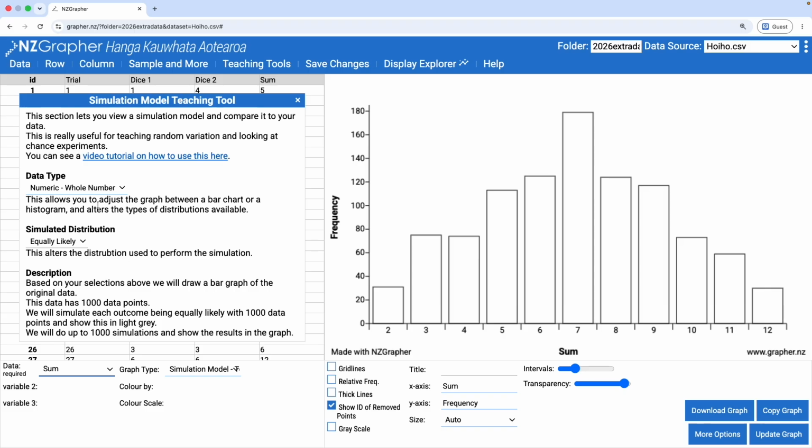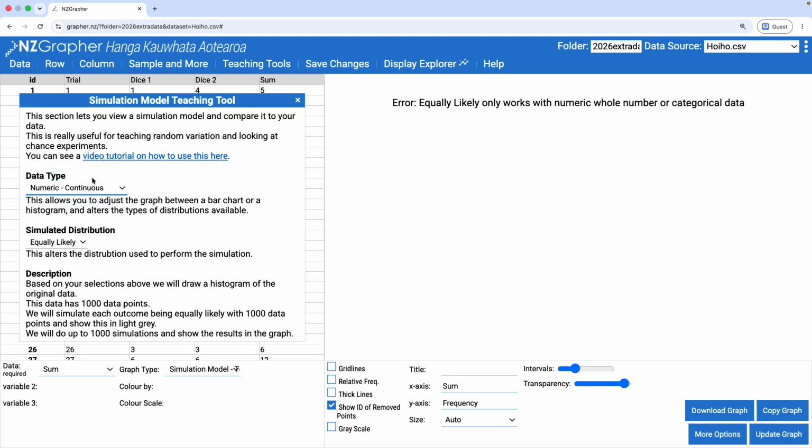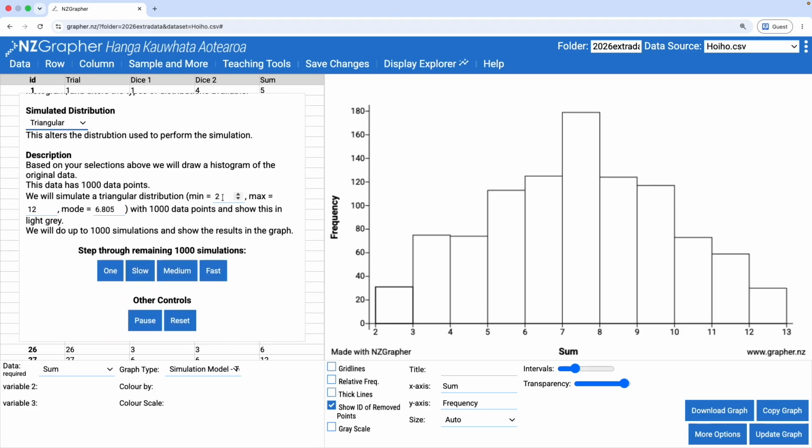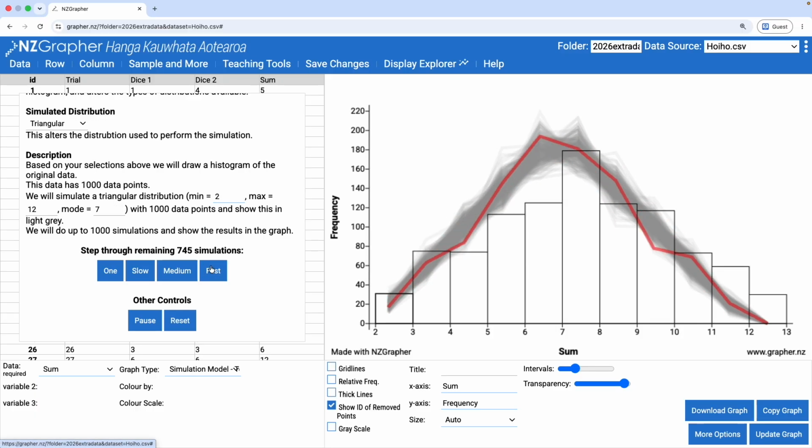Now, we could pretend, because we like pretending in statistics, that this is a continuous distribution. It's not, but we could pretend. And then we could come along and go, well, what does that look like with a triangular distribution? I'm going to say our min should be 2, our max should be 12, and our mode should be 7. You can update all of those numbers. And then we're going to run our simulation, and see how well our simulation matches our data there.